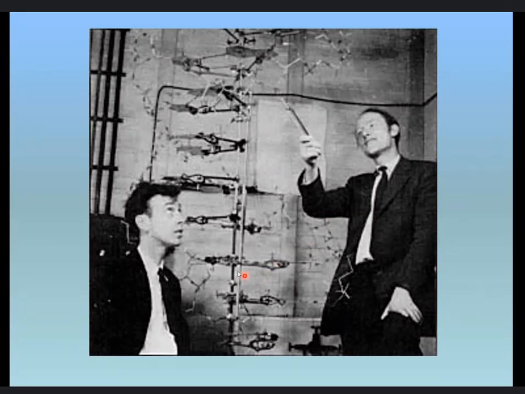This is the DNA structure, done by Watson and Crick. Crick was a physicist, Watson was a physiologist, and both of them were awarded a Nobel Prize. When they discovered this, Watson was only 24 years of age, and Crick was 37 years of age.